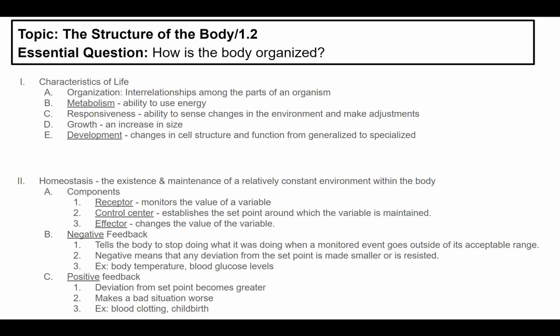Okay, our next section of your notes is talking about a little more detail on homeostasis. Up here we talked about responsiveness, your ability to sense changes and make adjustments to keep your internal environment what it's supposed to be like, to make sure you're at your highest level of working. And so homeostasis is the existence and maintenance of a relatively constant environment within the body. The pH of your blood, the amount of oxygen and carbon dioxide, and all of these things basically need to stay at a constant level.